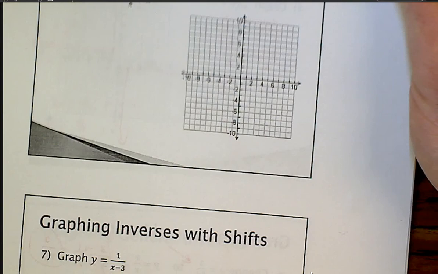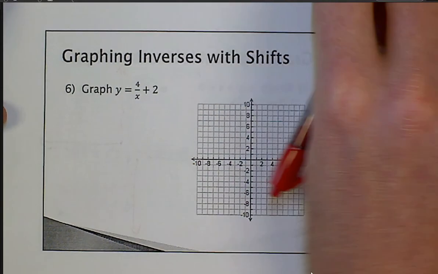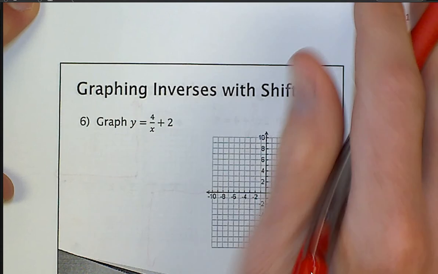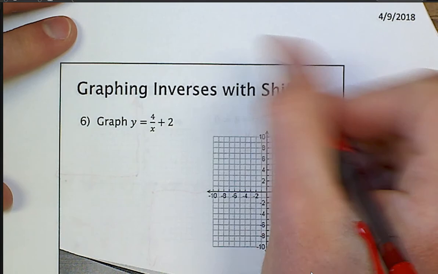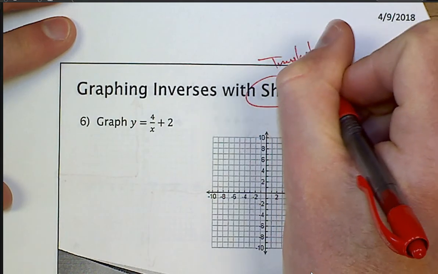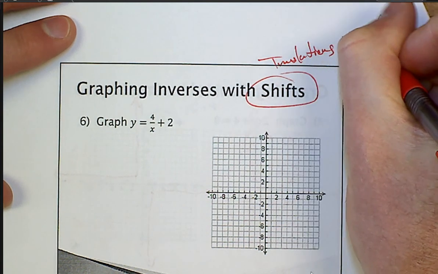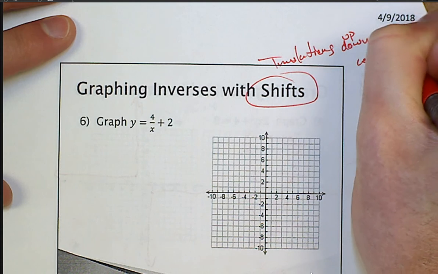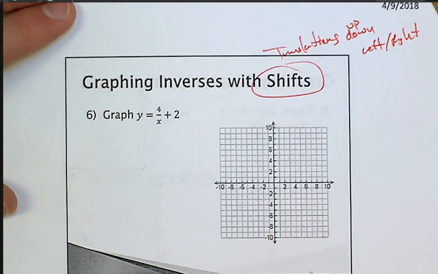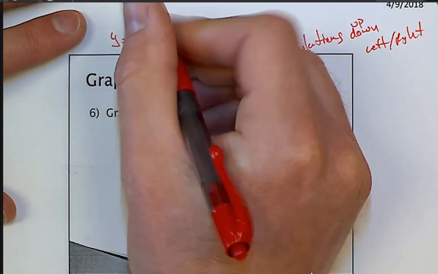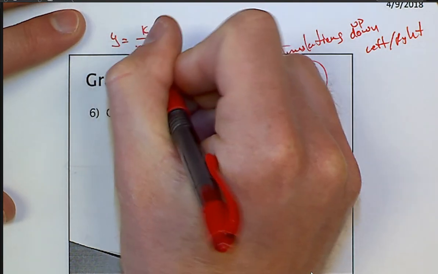Next page. So now we're going to get into shifts. Now this is nothing new for you, and to start this out, we call these shifts, we call these translations. Technically it's movements up, down, left, and right. Those are our movements, okay? And so with inverse variations with shifts, we usually write out the general form, right? K minus h. Now we already have a k value, right?